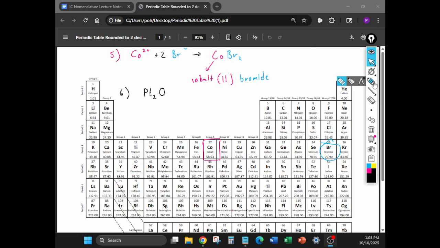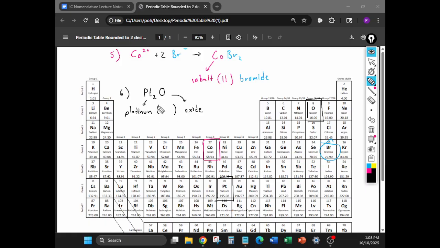All right, so for the name, pretty simple. Pt is right over here. It's platinum, so we're going to write platinum. Okay, but since it's in the middle of the periodic table, we need to add parentheses. So we'll do that in a second. And then O is going to be oxygen. So we got to change the ending to oxide. Okay, so oxide. So that part should have been pretty easy. Just the name of the two.